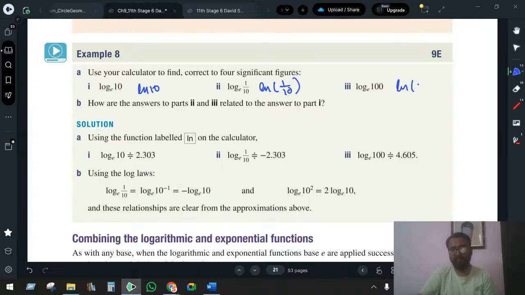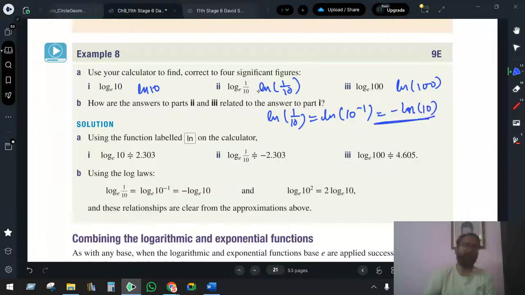You can find these with the calculator. How are the answers of parts 1 and 2 related? Because ln of 1 by 10 equals ln of 10 power minus 1, which is minus ln of 10. Whatever value you get in the first, its minus sign will be the second part. So that is the case.